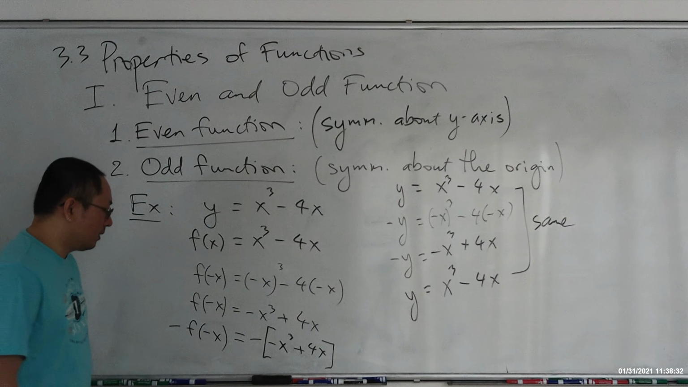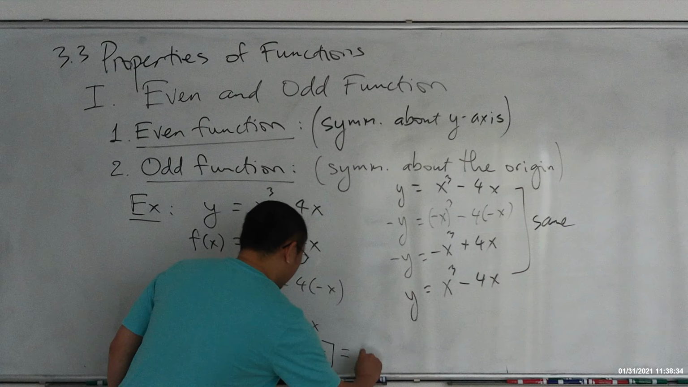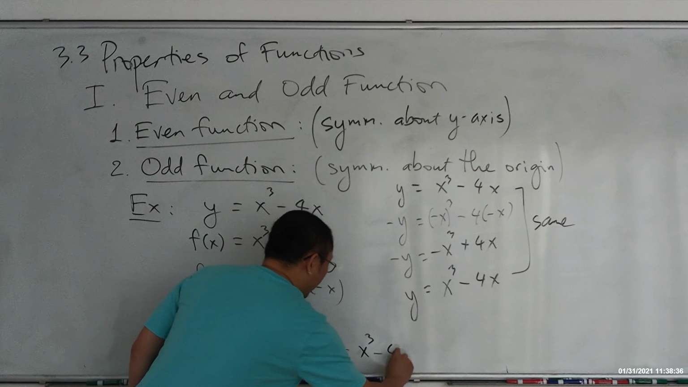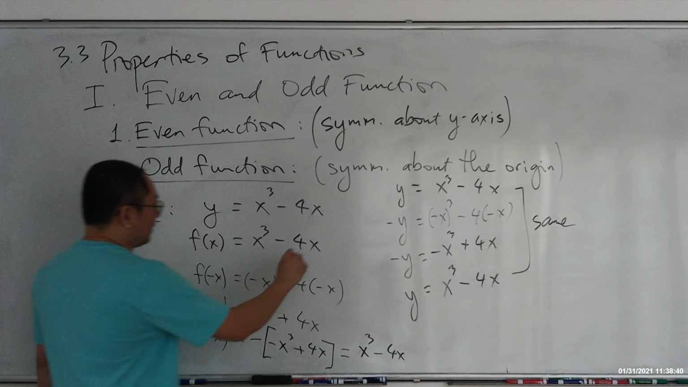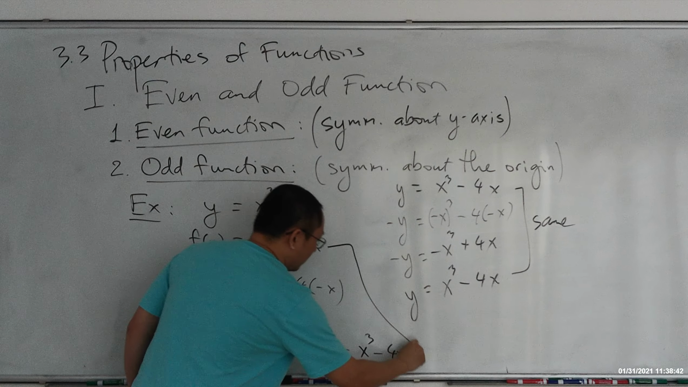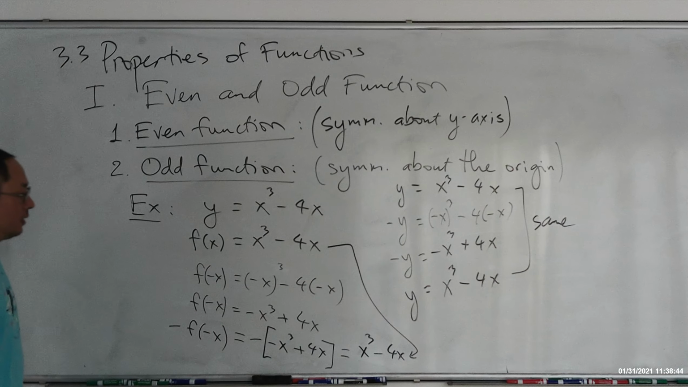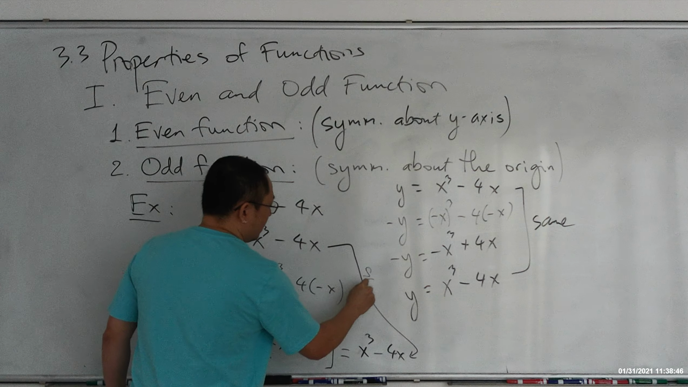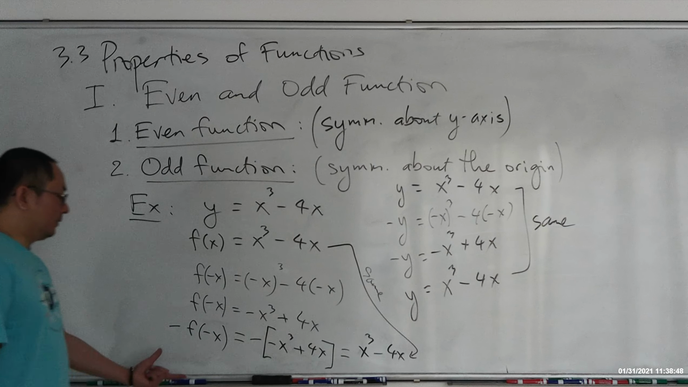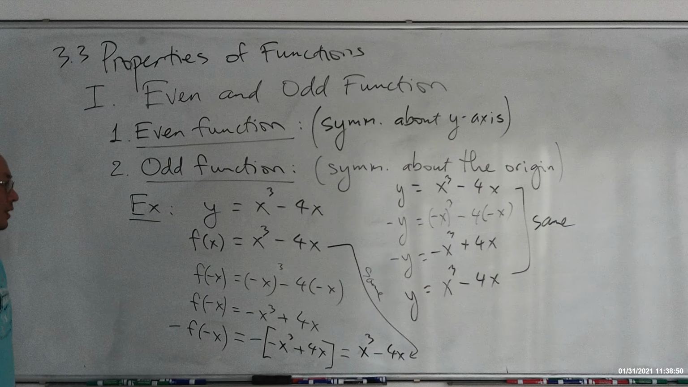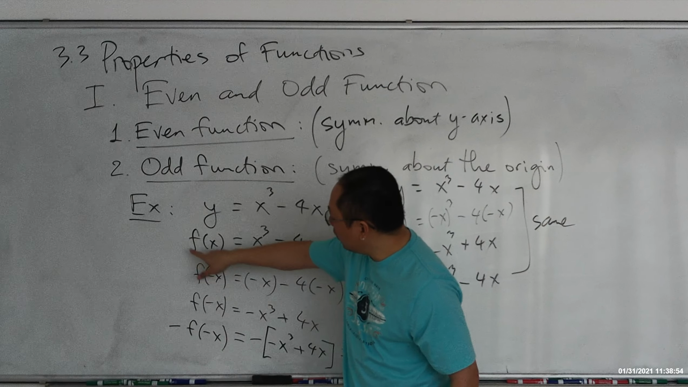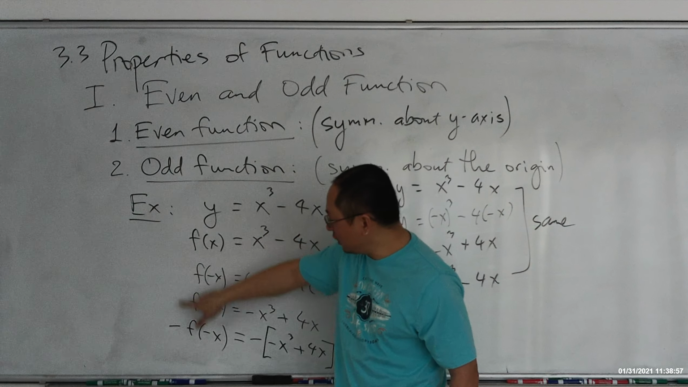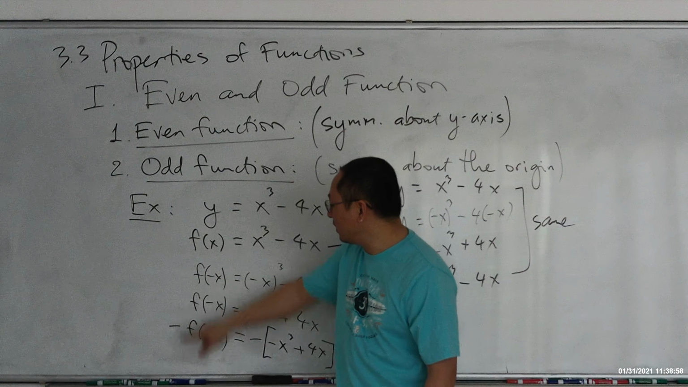And of course, we can simplify this. You got what? X cubed minus 4x again. Okay? And you see what happened? The original function and the new function give you the same thing. Okay? And that'll tell you what? The function is odd. So we don't just change x to negative x. We also have to change f to negative f. It's another way of saying y to negative y.